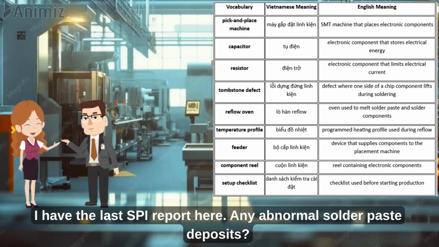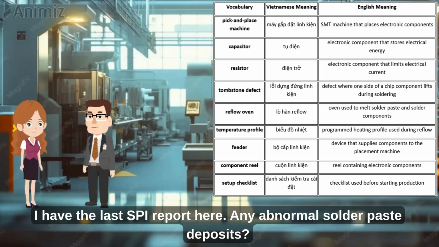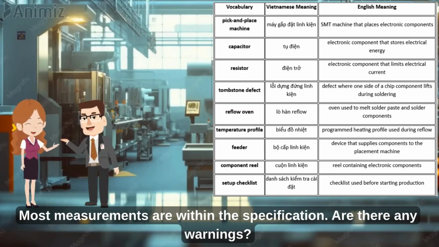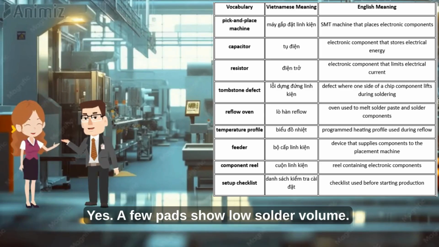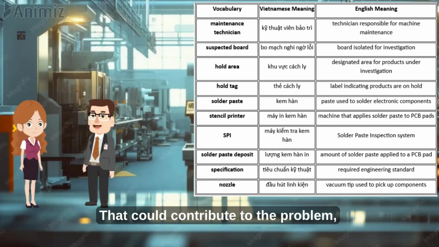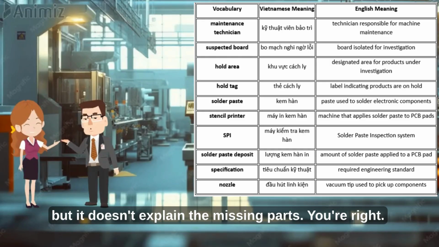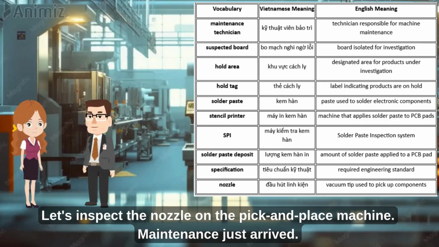I have the last SPI report here. Any abnormal solder paste deposits? Most measurements are within the specification. Are there any warnings? Yes, a few pads show low solder volume. That could contribute to the problem, but it doesn't explain the missing components. You're right. Let's inspect the nozzle on the pick-and-place machine.